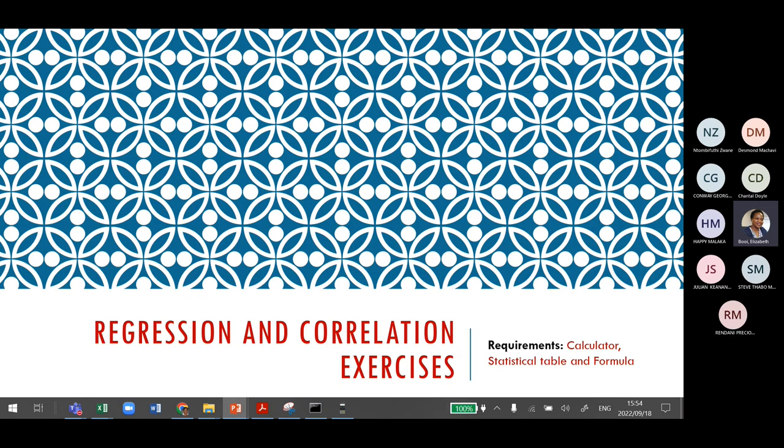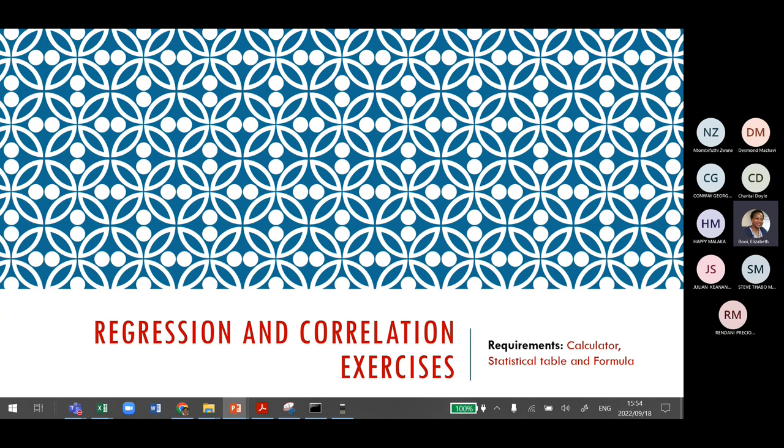Okay, let's move to the regression. And remember, if my line cuts off, wait for me. Maybe I might be able to reconnect. If not, I will send them a WhatsApp if I'm unable to connect because of low connectivity on my side. But other than that, let's continue and look at regression and correlation exercises.